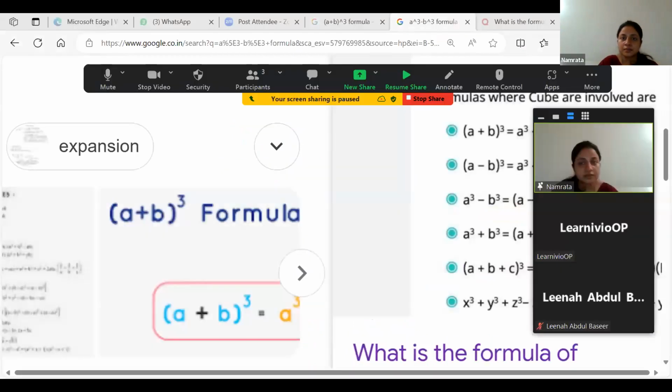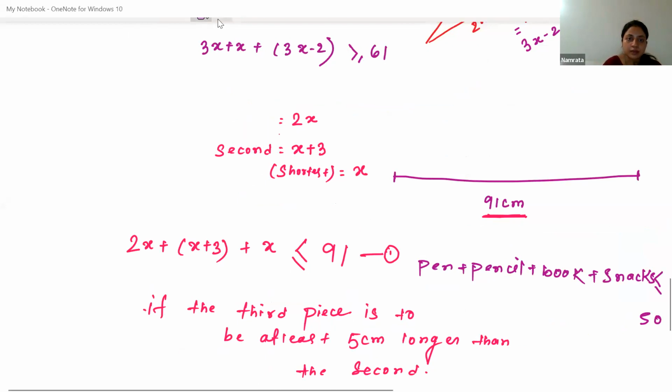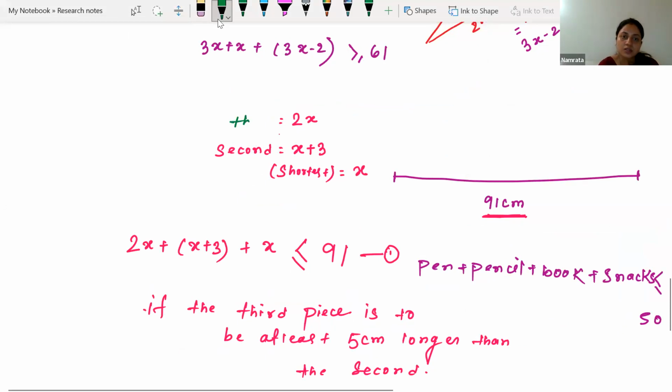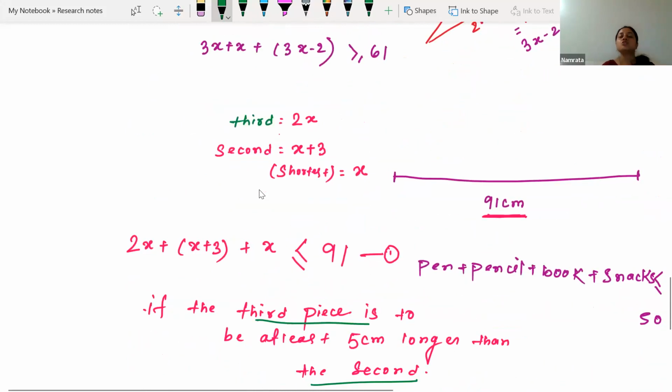Can you see the screen? Yes, ma'am. So here in the question, one is known as shortest. Let me write the name properly. One is known as shortest, one is known as second, and this one, the twice x, is known as the third piece. This is just the naming in the question. Here we need to use the names properly, because it says that the third piece is to be at least 5 centimeter longer than the second. So we need to identify clearly which one is the third and which one is the second. Third is 2x, second is x plus 3, shortest is x.